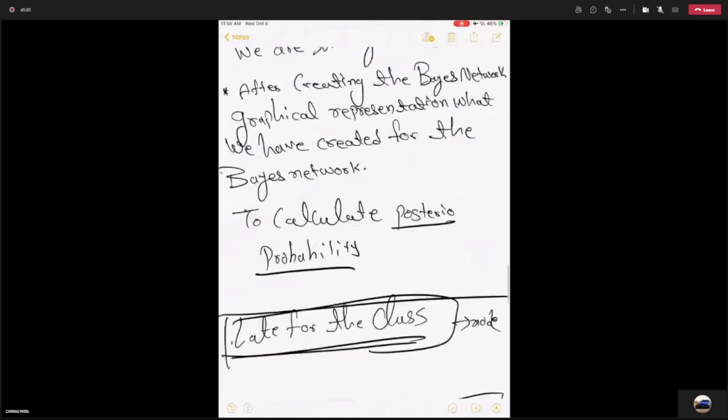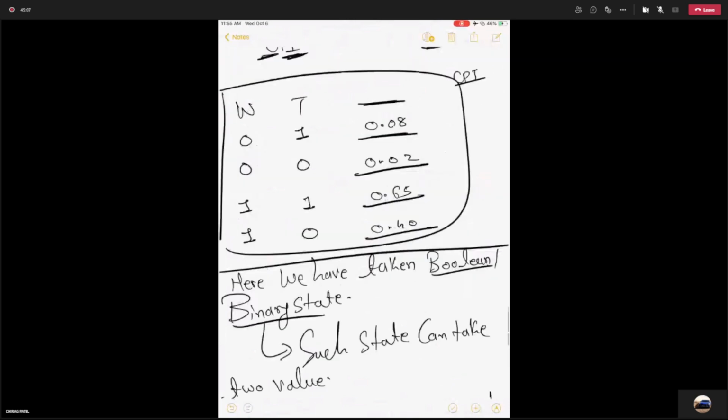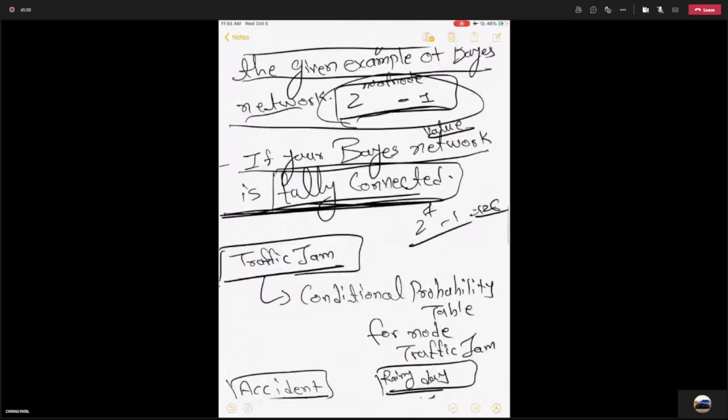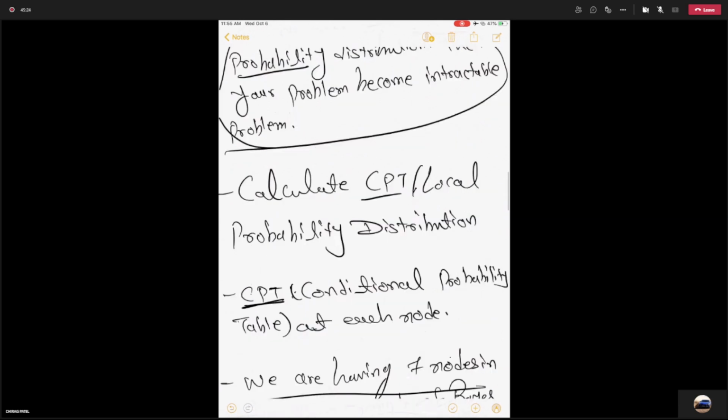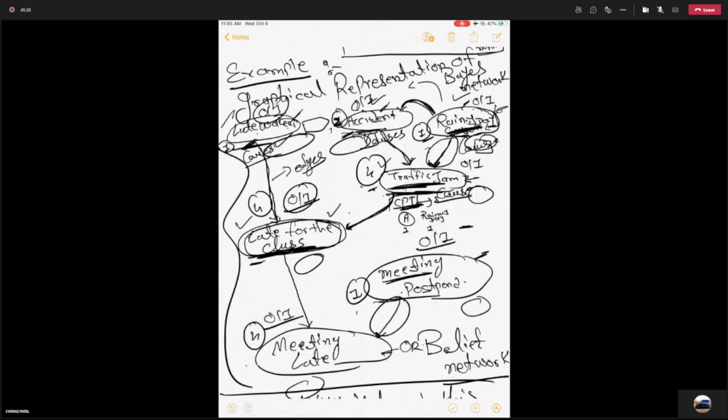So why are we not getting 2 raised to the number of nodes in your Bayesian network? This problem we designed, right? You might be designing some other problem where you are having 15, 20, 30 nodes also. I don't care about it. But you need to think about it.